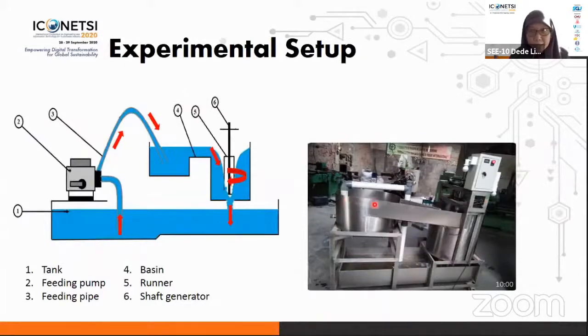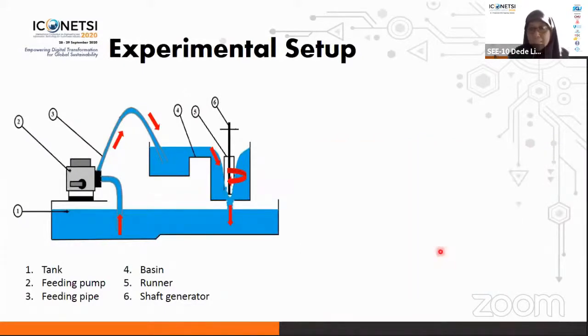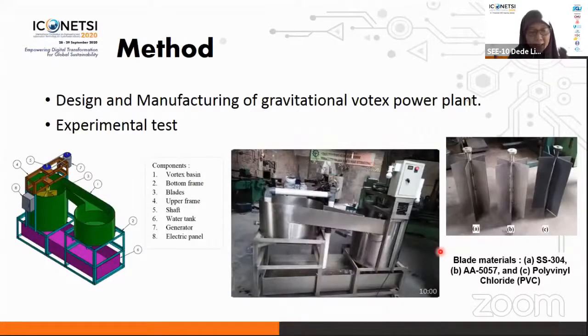Sorry, I have to go back to the previous slide. It has 4 straight blades with a thickness of 2 millimeter, and each runner overall weight, including its shaft, is 5.5 kilogram, 3 kilogram, and 1.9 kilogram.